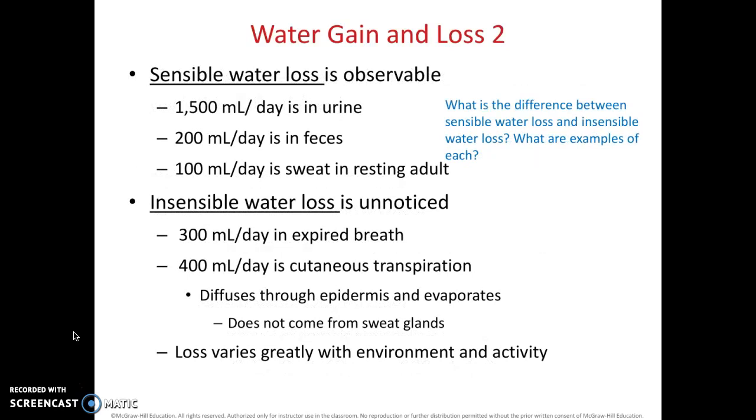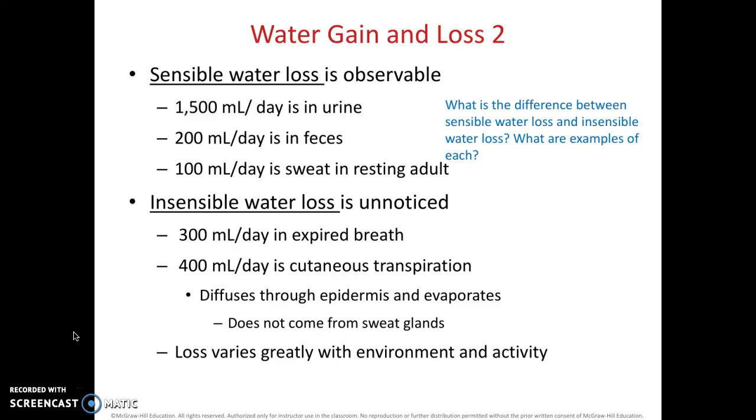So sensible water loss is water loss that's observable. So this is urine, feces, and sweat that you're noticing is coming out of you. But there's also insensible water loss, which is the unnoticed water loss. So this would be just transpiration that's diffusing through your skin that you're not really noticing. It doesn't come from the sweat glands. And then also within your breath. There's water that's coming out when you're talking, when you're breathing, things like that.